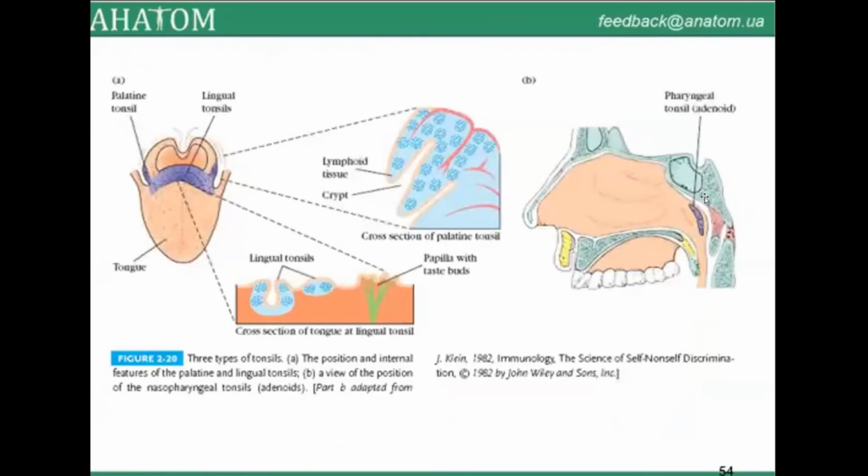And here is the pharyngeal tonsil. The pharyngeal tonsil is called adenoid when it is big in size and closes the passage for air. It may present disorders of breathing.